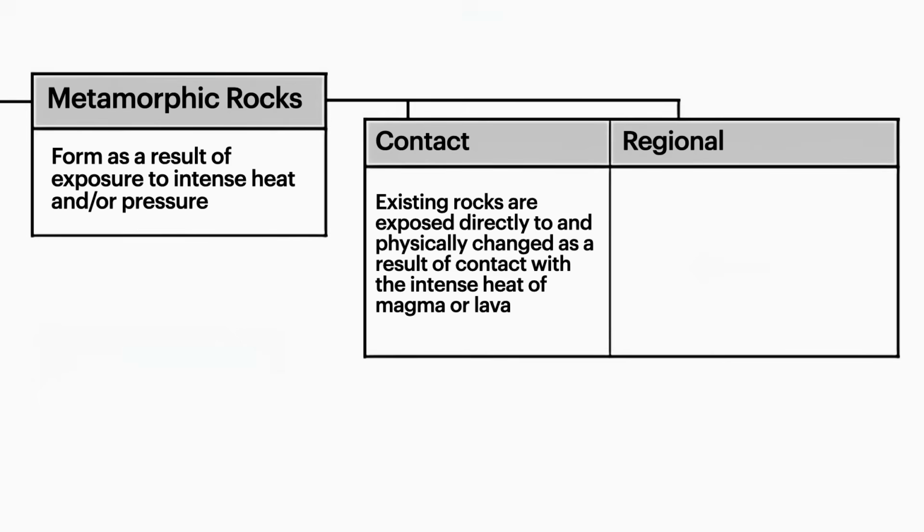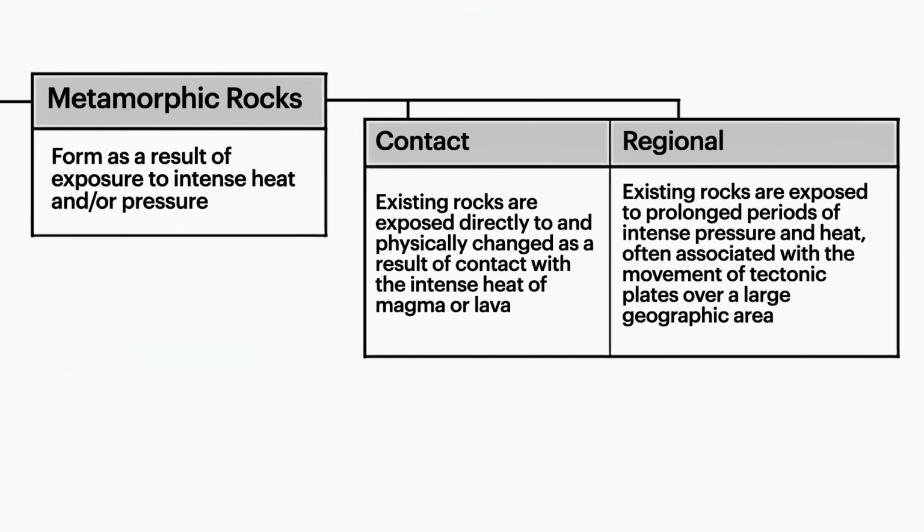We then have regional metamorphism, which is less about heat, though heat is still involved, and more about pressure. So here, existing rocks are exposed to prolonged periods of intense pressure and heat. Pressure that's often associated with the movement of tectonic plates. So we know the surface of the Earth is broken into large plates that move around, and that generates huge pressure, which creates these metamorphic rocks. Again, if you'd like to learn more about plate tectonics, definitely check out some of my other video content.